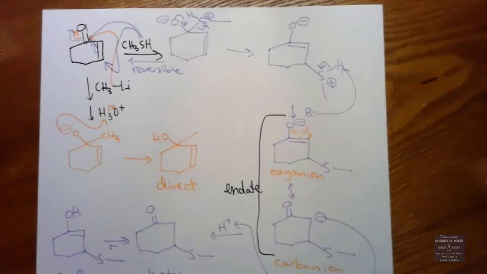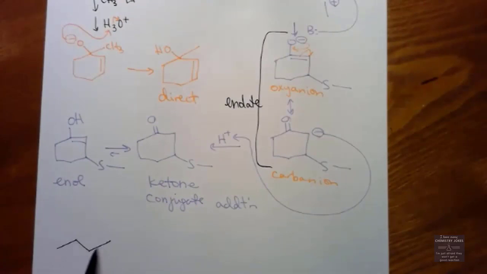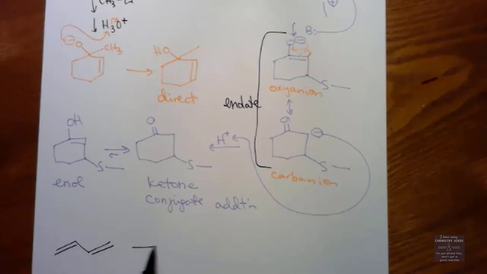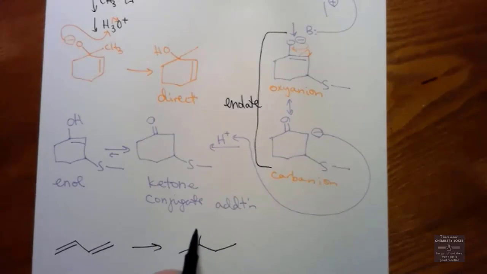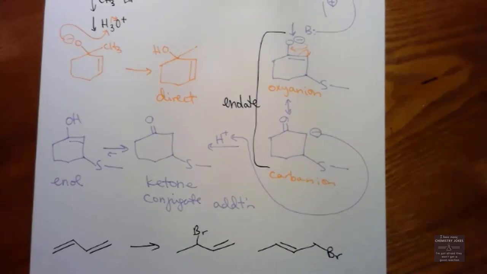The direct product is the kinetic product. The conjugate addition is the thermodynamic product. Why? If you remember from that last set of slides, that last couple of pictures I showed, we said the thermodynamic product is the more stable product. This alkene is di-substituted, so it's more stable because it's di-substituted. This one is a mono-substituted alkene.